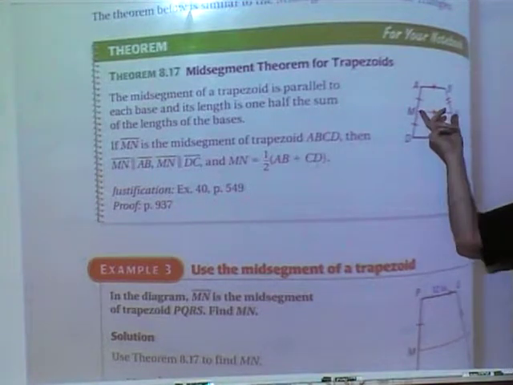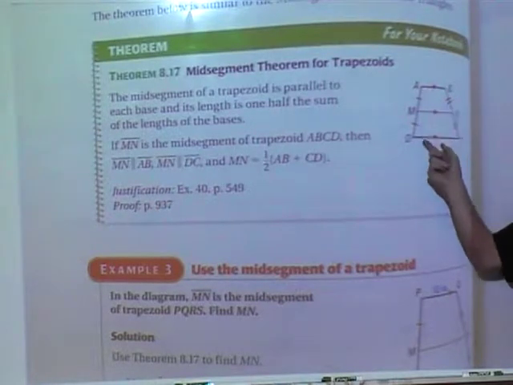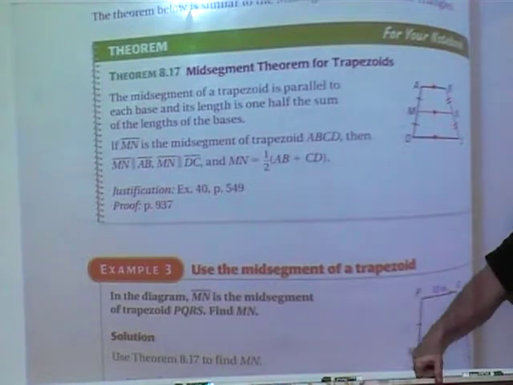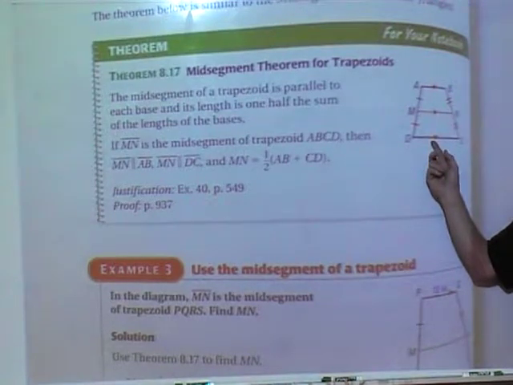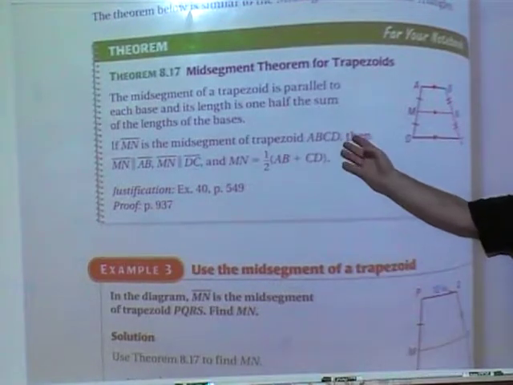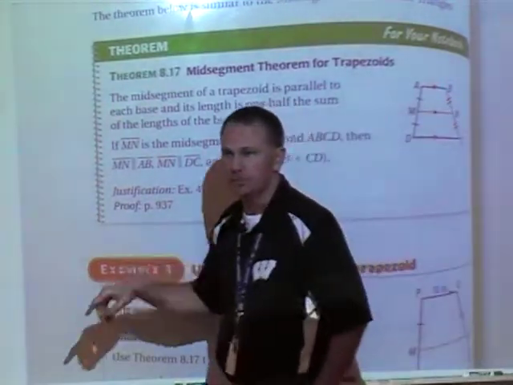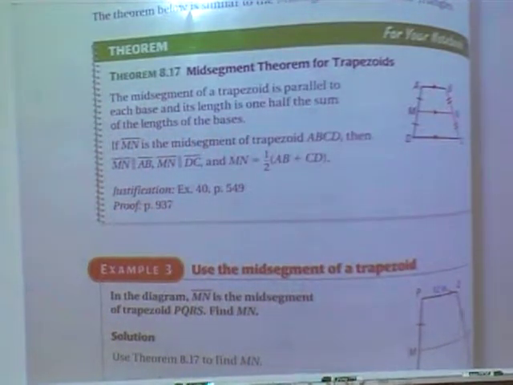Now, the length of the midsegment is half of the bases added together. So you add the top and the bottom bases together, divided by 2, and that gives you the length of your midsegment. That's what that theorem is stating. Half of base 1 plus base 2. Anybody know the formula for area of a trapezoid? Half of the bases added together times the height. So the midsegment theorem is very close to the area of a trapezoid.